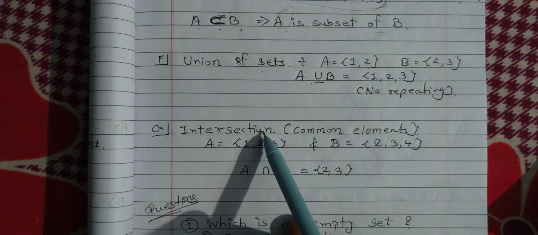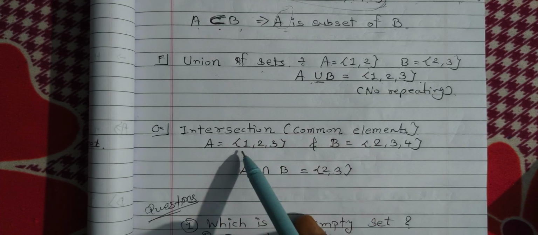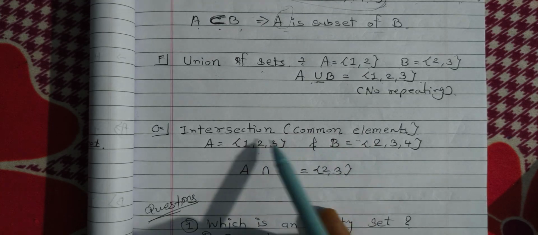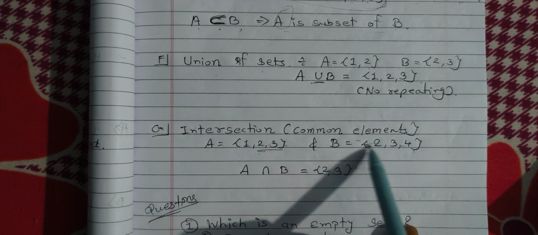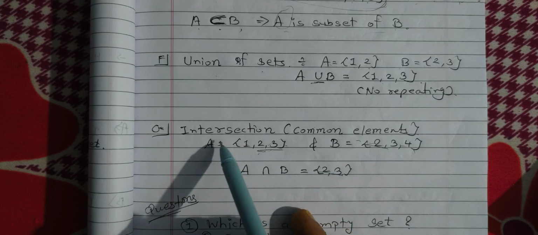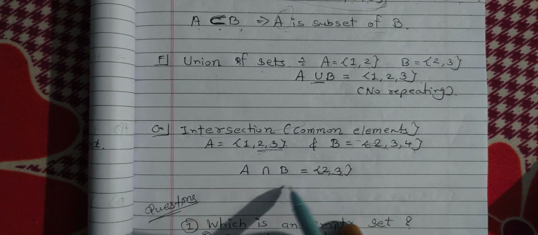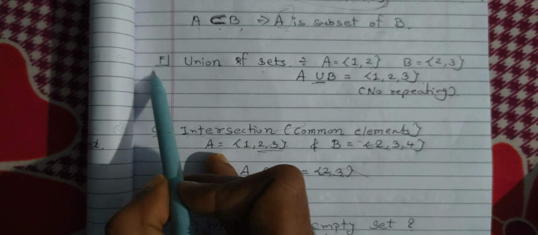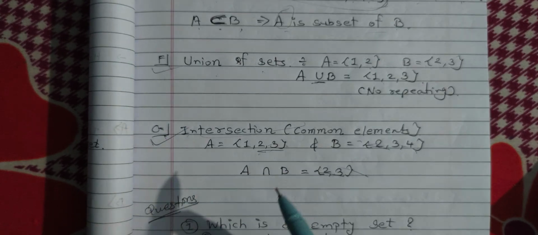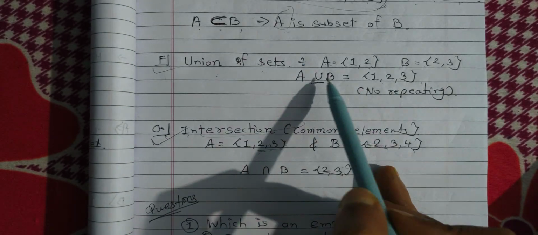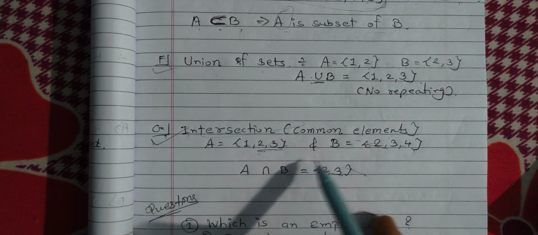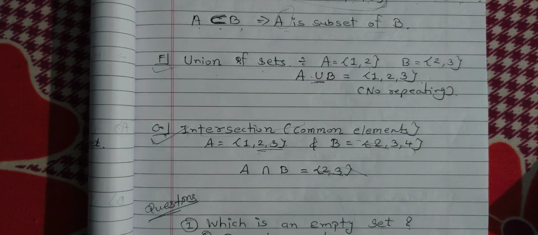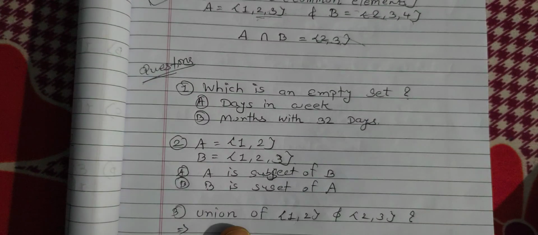Now intersection, matlab common elements. What are the common elements in A and B? A has 1 2 3, B has 2 3 4. The common are 2 3. Easy. Intersection of A and B will be 2 3. These types of questions are asked in exam. Union of set is all the elements, and in intersection only common elements. Easy. Now there are some questions.